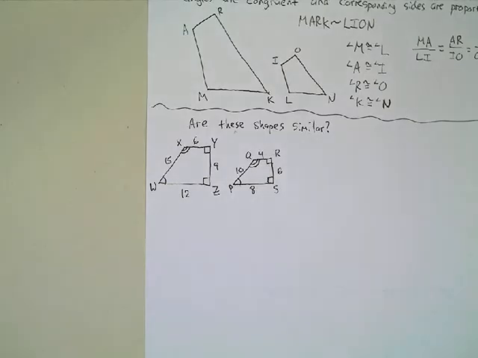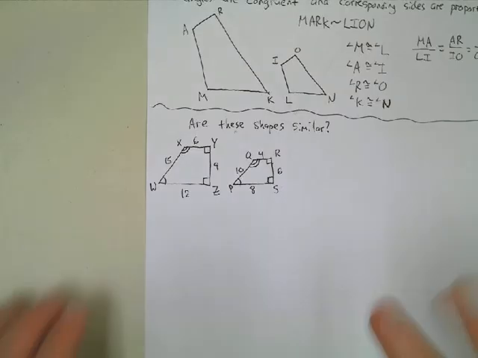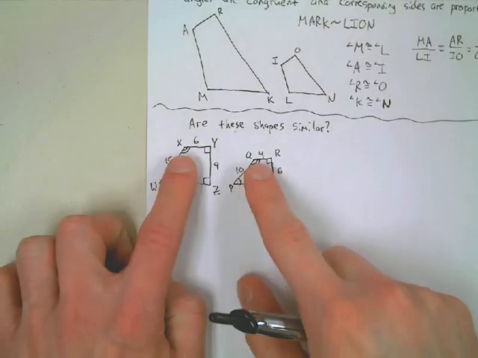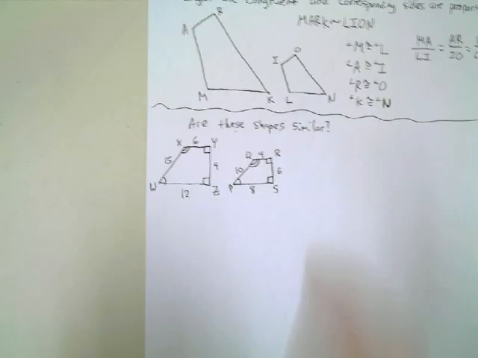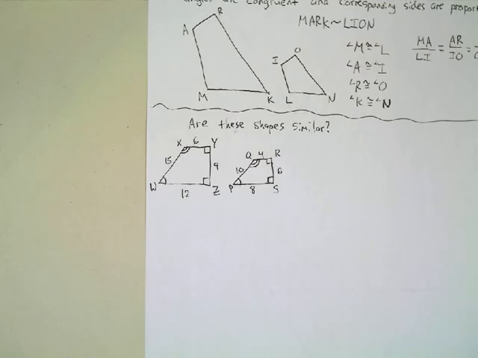What must be true about the angles? Corresponding angles must be congruent. Do we have that here? Are corresponding angles congruent? Looks like it, right? Right angle here, right angle here. Right angle here, right angle here. Two arcs, one arc. So it certainly looks like W and P are corresponding and congruent. X and Q, corresponding and congruent. Y and R, corresponding and congruent. Z and S, corresponding and congruent. So is that enough then to say that these shapes are similar? Not quite. We should check those ratios just to make sure.